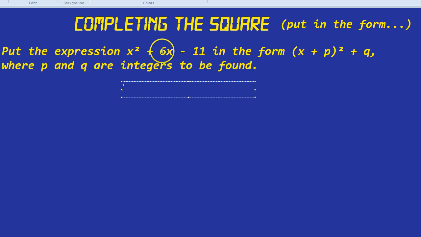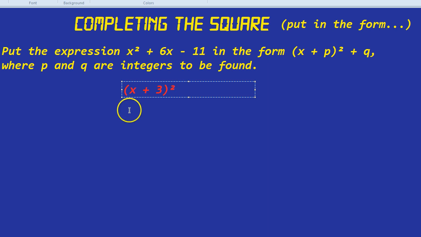First step is you half the number next to the x. Not the number next to the x squared, not the number on its own, just the number next to the x. That would be plus 3. Half of plus 6 is plus 3. You then put that inside a bracket along with the x. So it's now x plus 3. At the moment, we don't know why we're doing that, but we'll see in a very short while.